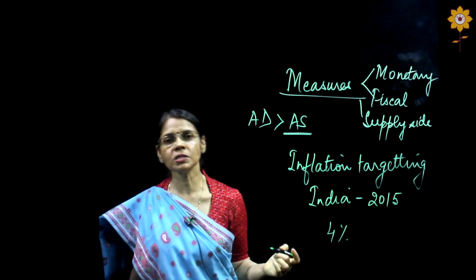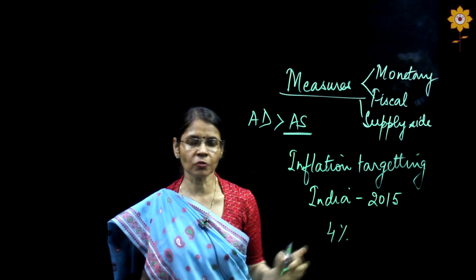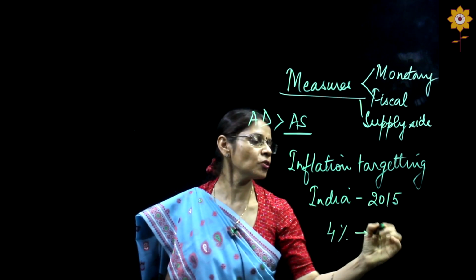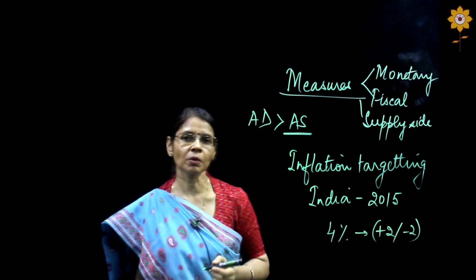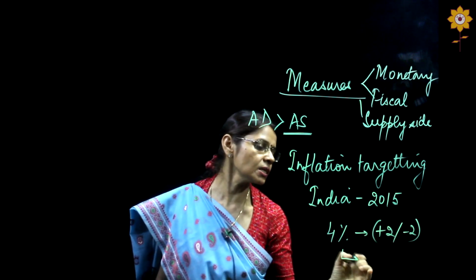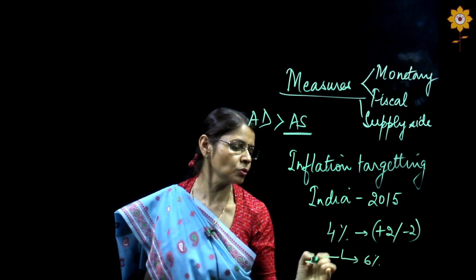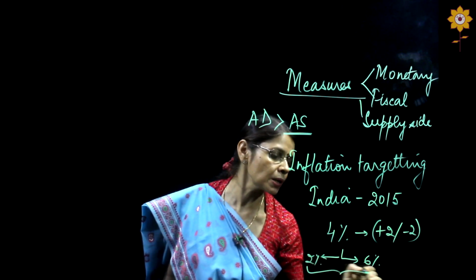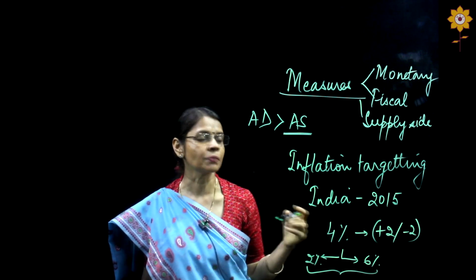4% means inflation should remain at 4%, a mild inflation, good for the economy, with a band of +2 or -2. This +2 or -2 means inflation can go up to 6%, or it can come down to 2%. So these are the permissible or threshold limits given for inflation.